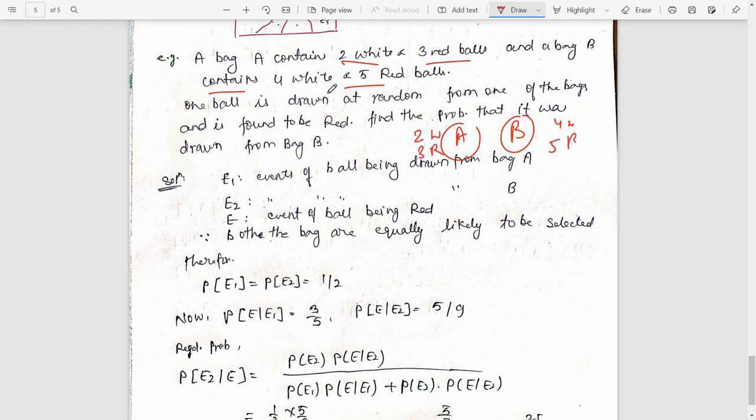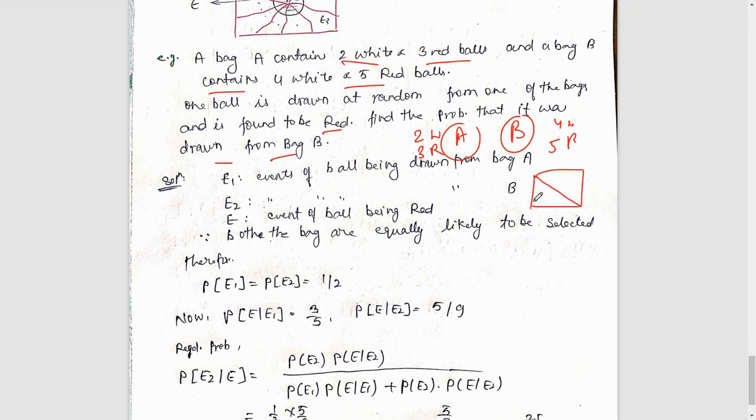Okay, a ball is drawn at random from one of the bags. So it may be either A or B, and it is found to be red. What is the probability that the ball is drawn from bag B? There are two events, so just divide it this way. This is bag A and this is bag B. A ball is drawn, and it is found to be red.